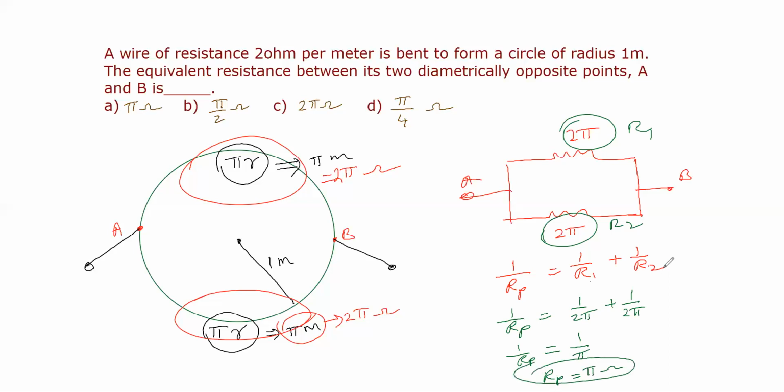Otherwise, simply we can take that when equal resistors are connected in parallel, the effective resistance is equal to 1 by n times one of the resistances, where n is the number of equal resistors. Here one of the resistances is 2 pi and the number of resistances is 2. So the answer we get is pi ohm. In the options, the first option is correct. First option only, we got pi ohm.